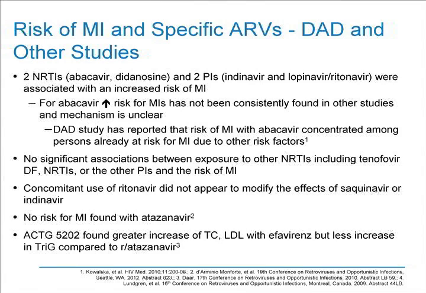Again, because this patient has cardiovascular disease, when asked the question, would any specific drug increase his risk, 2 nucleoside drugs, abacavir and DDI, and 2 protease inhibitors, Indinavir and Lopinavir, have been associated with an increased risk for MIs in some studies. And for abacavir, that risk has not been consistently found, and the mechanism is unclear. There's been no risk for increased MI from atazanavir from recent studies, and ACTG 5202 did find, somewhat to my surprise, that there are increased levels of total cholesterol and LDL with the efavirenz compared to the boosted atazanavir arm, whereas the boosted atazanavir arm had more of an effect on triglycerides.